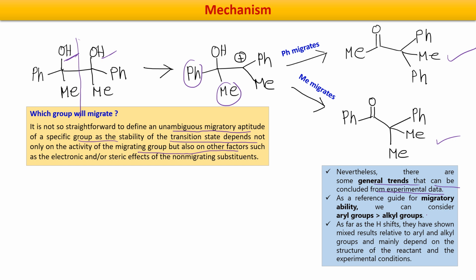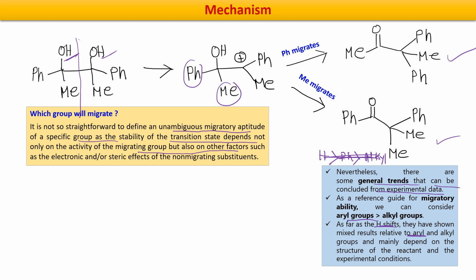So as a reference guide, you can say that the migratory capacity of aryl group is always greater than alkyl group. But when it is the question of hydrogen shift, they have shown mixed results relative to aryl. So sometimes you will see H is shifting, sometimes Ph is shifting. Though in some books you can find this type of order of groups, and then there is alkyl, I will suggest you do not blindly follow it, because it is not so straightforward, right? So I will suggest not to follow it blindly.